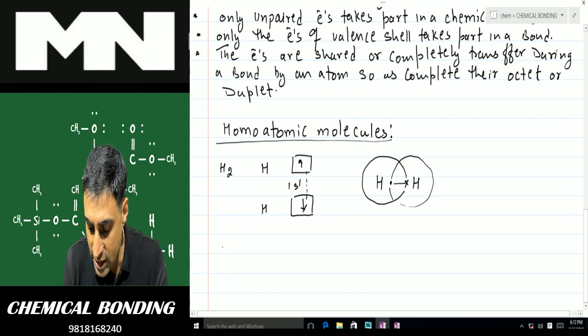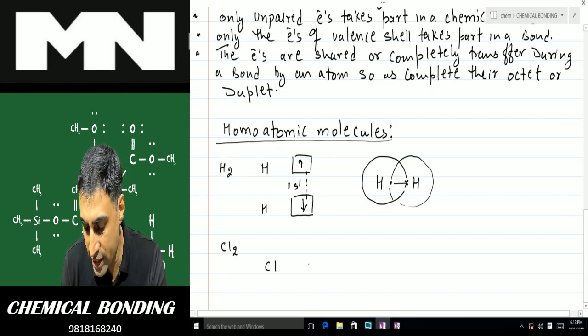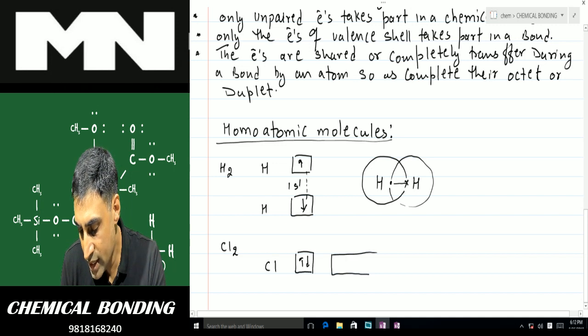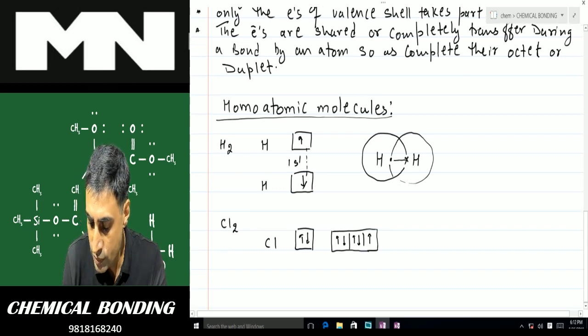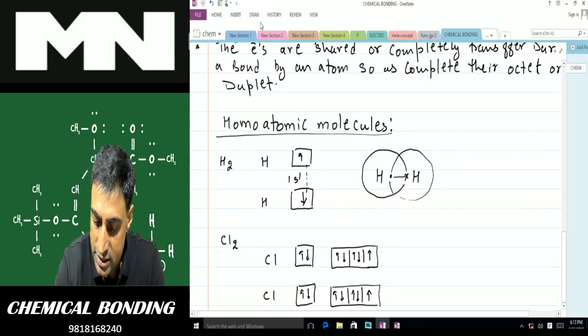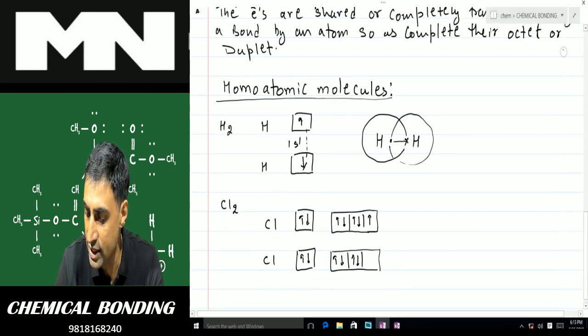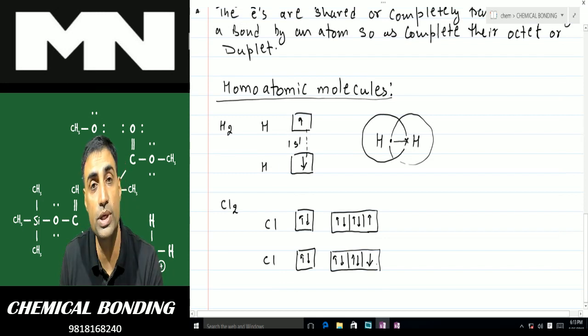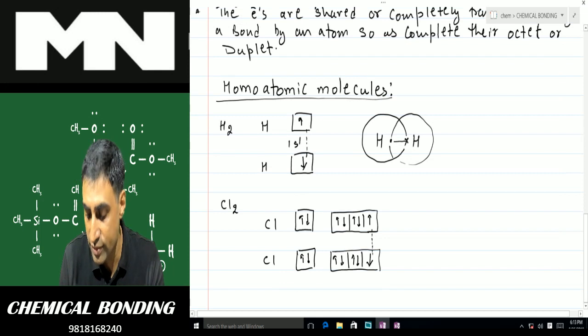Likewise, we'll have a look at another molecule, the Cl2 molecule. Chlorine has 2 electrons in the s and 5 electrons in the p, so 1, 2, 3, 4 and 1, 5. Likewise, another chlorine has 2 electrons in the s and 5 electrons in the p, that is 1, 2, 3, 4 and 1, 5. In this case I'll change the spin, because if the spin is the same, the electrons will experience repulsion. The spin has to be different, then only they will experience attraction. So the spin is anticlockwise. These two unpaired electrons will experience attraction and form a chemical bond.